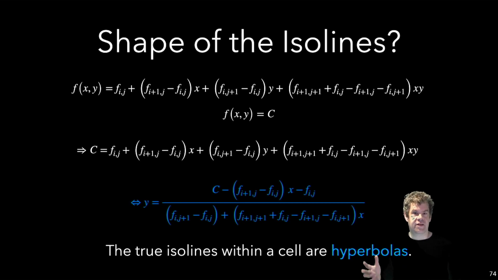That's kind of the take-home message here. It's not a straight line. So connecting the corner points via lines is an approximation. If we want to get it correctly done, we should connect them as hyperbolic arcs.